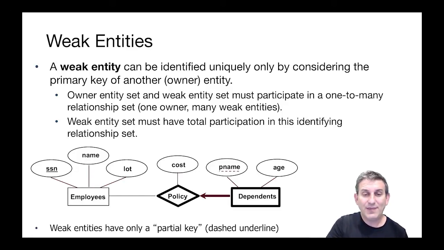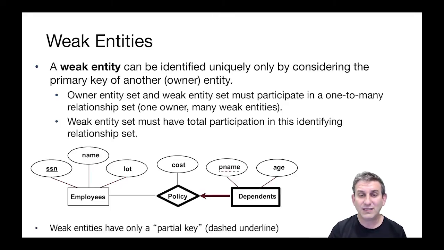Okay? So this dependent-policy pair go together with that bold arrow between them. The bold arrow says that every dependent has exactly one policy that they're covered by. And the bold edges around policy and dependents help us remember that they go together to make a weak entity set. Note that weak entity sets don't have regular keys either.